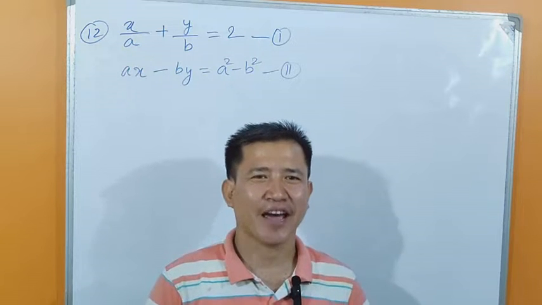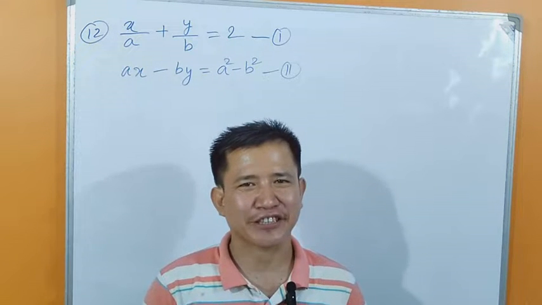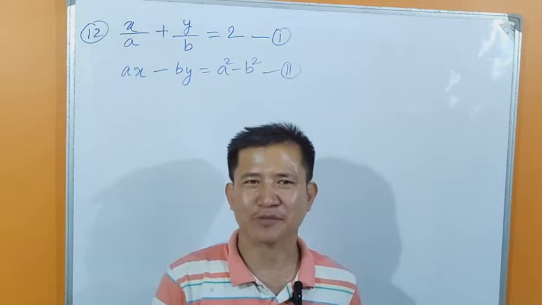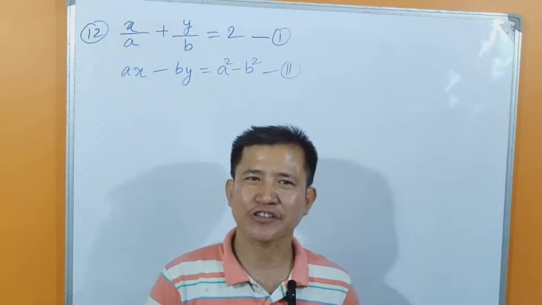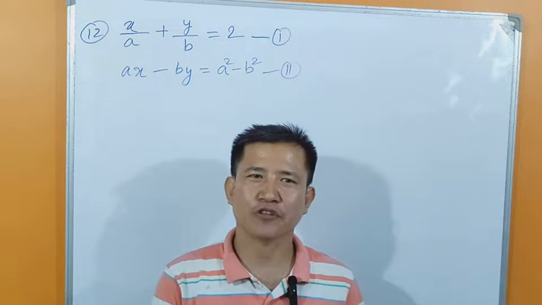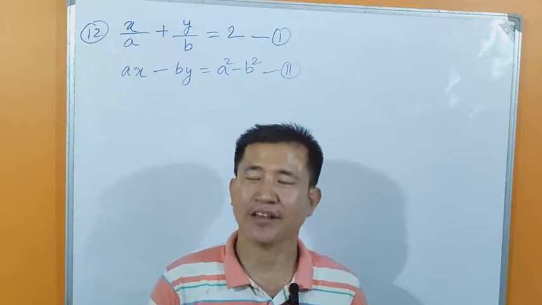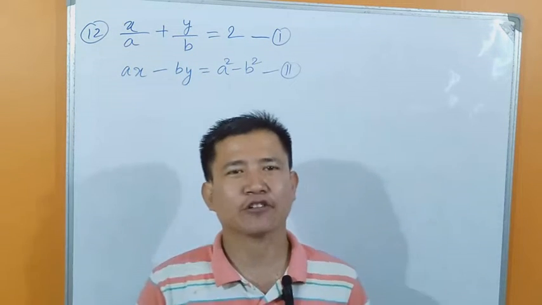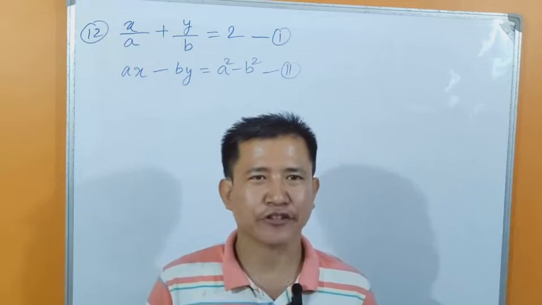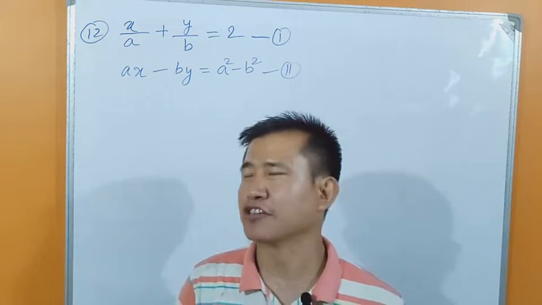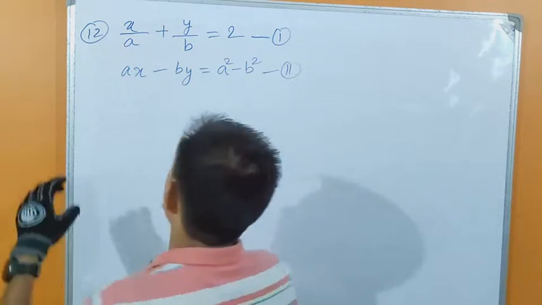Myself, Kishan Kulun, and we are doing linear simultaneous equations by the method of cross multiplication. For reference question, we are using West Bengal Board of Secondary Education, Class 9 book, exercise 5.6. Till now we have completed question number 11 in the previous videos, and we are ready to go for question number 12. Let's begin.